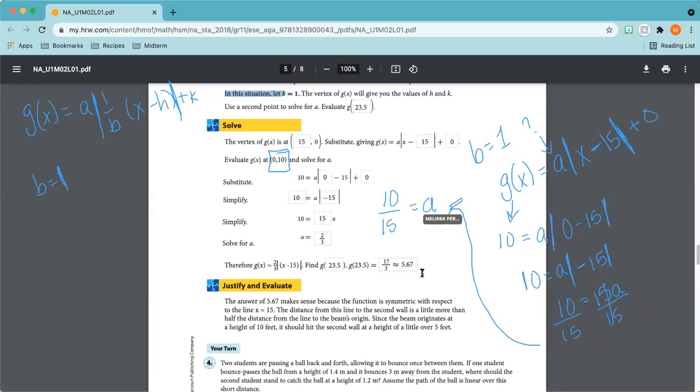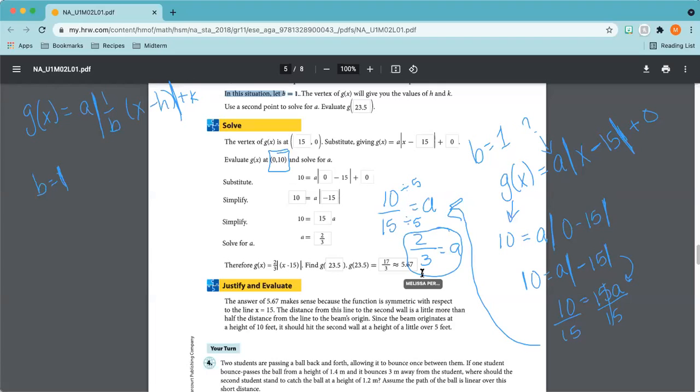Can I simplify 10 over 15? Yes. Since it's in the absolute value, wouldn't it turn to positive 15? It is positive 15. Oh, okay, I see now. It would simplify to 2/3. Both of them have 5 in common, so you divide both by 5. And that would give me 2/3 equals A.